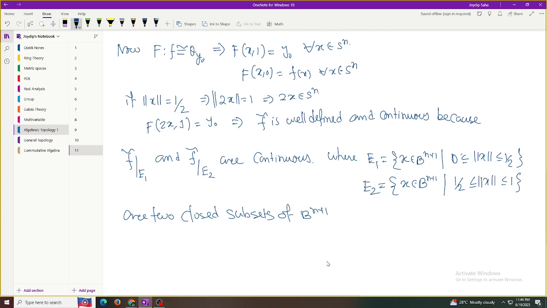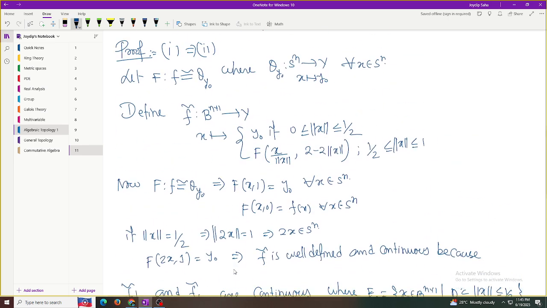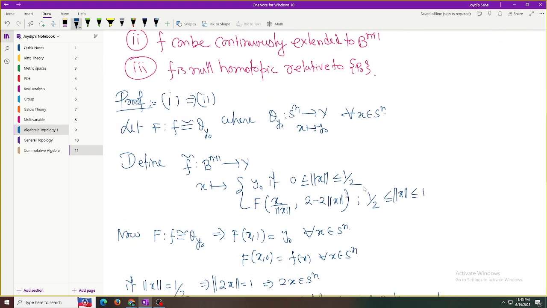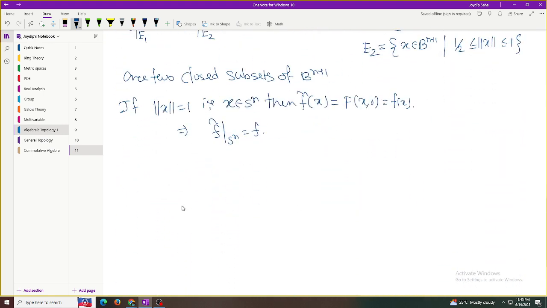Okay, if one, and then that means, so f tilde is a continuous extension, so 1 implies 2 is okay. I construct a map, this trick I will generalize later, this trick has a name, I will say then. Anyway.